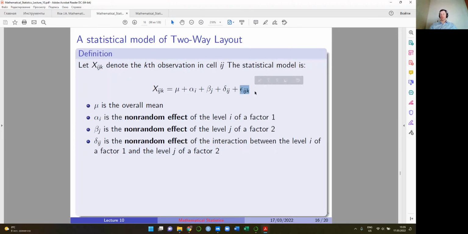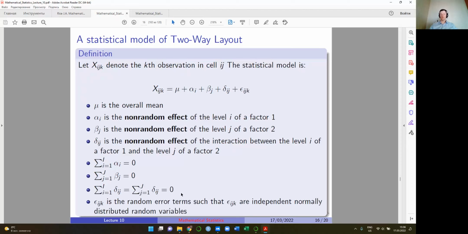And epsilon is a familiar thing. That's an error. And we also put some restrictions. Alphas must sum up to 0. Betas must sum up to 0. Deltas, when we sum them over i, or when we sum them over j, must also equal 0. And epsilon is the random term.